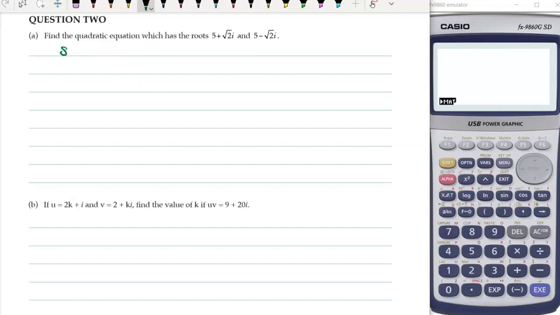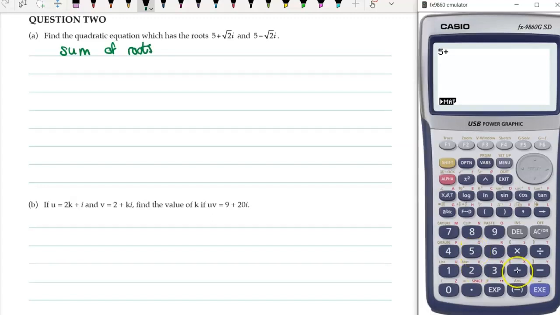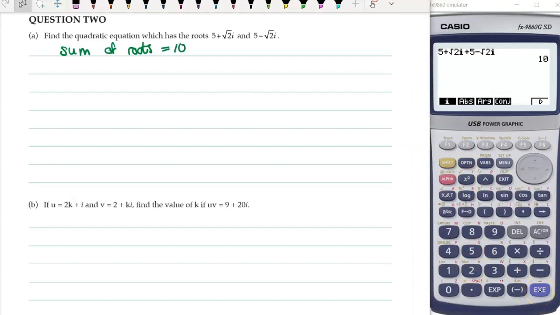Okay, so the sum of roots, if we pop that into our calculator, we've got 4 √2 i, and we're going to add on 5 minus √2 i. That gets us to 10. The product is to times those two things together.